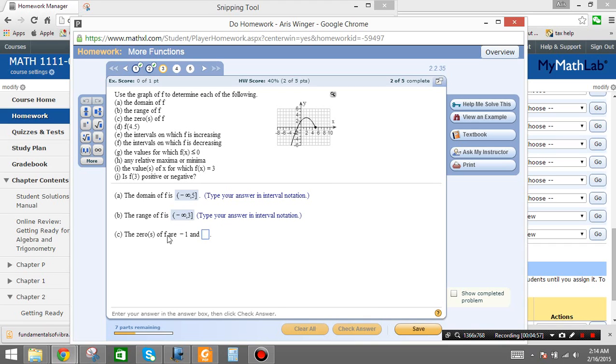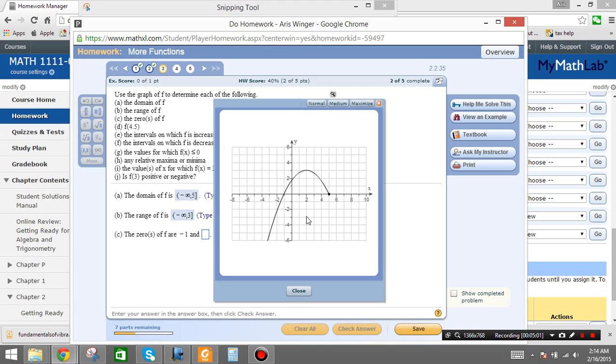The zeros of f are negative 1 and some other value. Well, the zeros are where you cross the x-axis, and so they gave you negative 1. The other place where this graph hits the x-axis is 5.